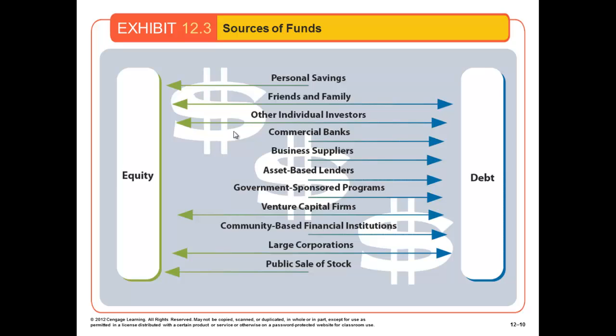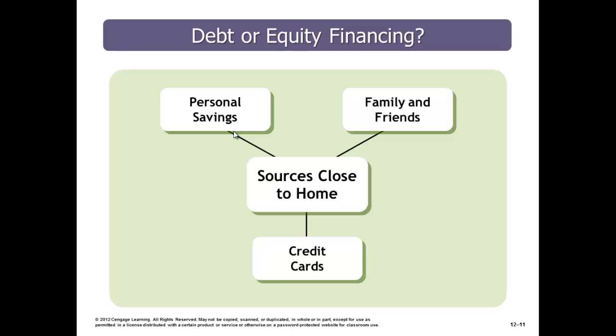Then you can do a public sale of stock. Everybody's pretty familiar with that. They're called IPOs, initial public offerings. And there are both some disadvantages and advantages to selling stock to the public. So those are your sources of funds. Now let's look at whether you really want to do debt or equity financing.